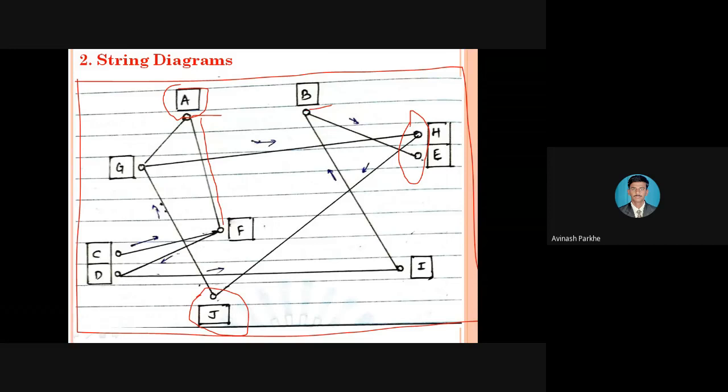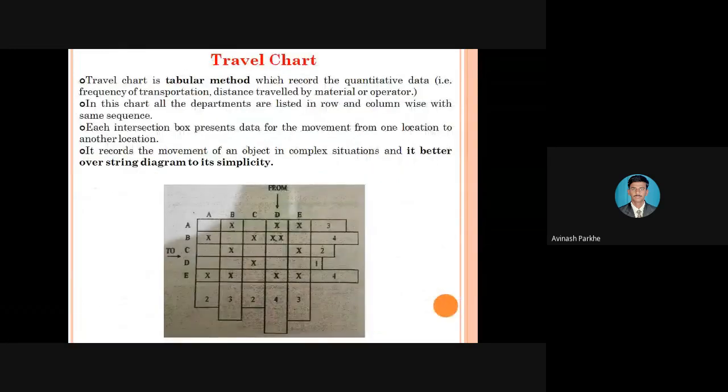Okay. Now, the next important technique which is used for recording purposes is the travel chart. The travel chart is also one of the recording techniques which is mostly used in industry. As we have just discussed the important things related to the string diagram, it has been observed that the string diagram is a very effective diagram which is used to calculate the actual distance traveled by the operator or the material.